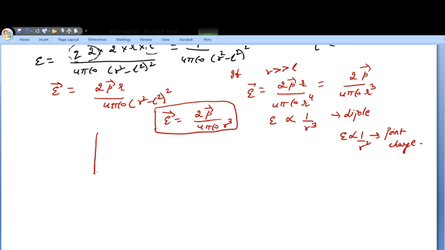So if I plot a graph of E versus R, you have to tell me which graph corresponds to dipole and which corresponds to point charge. So this is falling at a much faster rate, no? The value of E is decreasing much faster with R. So this is basically your dipole and this graph is basically your point charge.